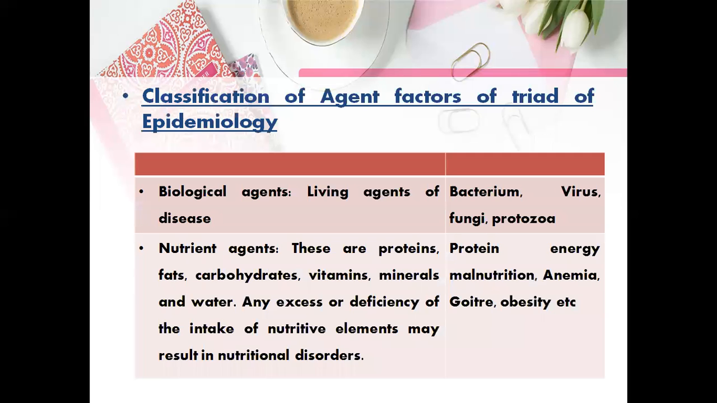So this is a classification of the agent. Okay, so we have the biological agent. From the word itself, biological means these are the living beings. So what are the living agents of the disease? These are like bacteria, virus, fungi, protozoa. So all these are the biological agents.